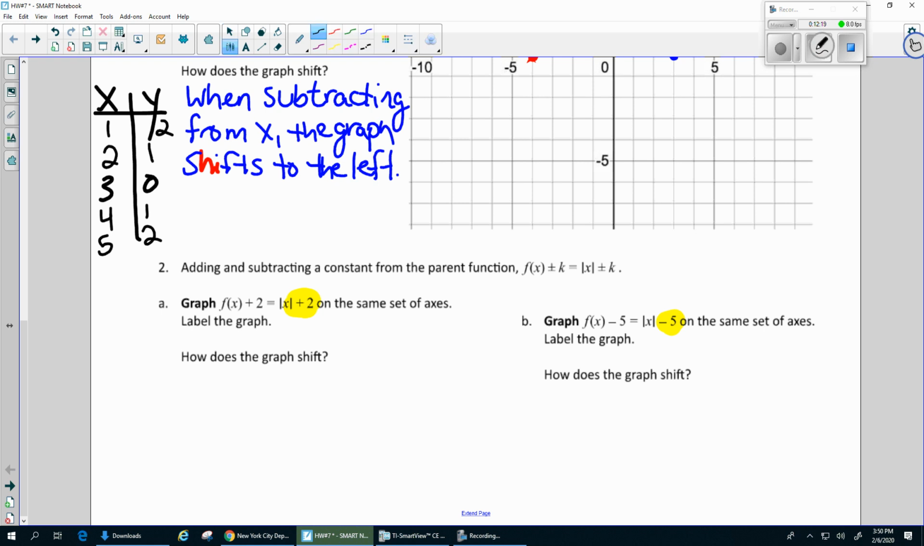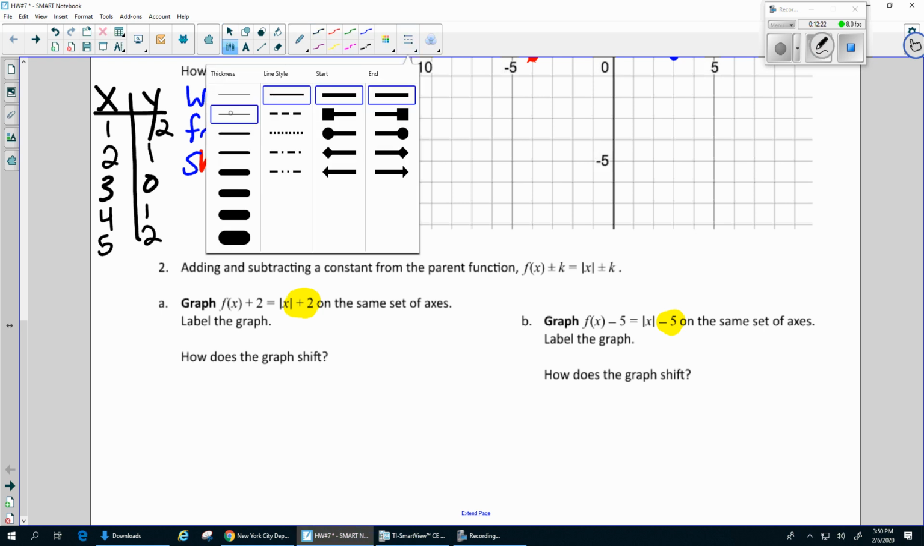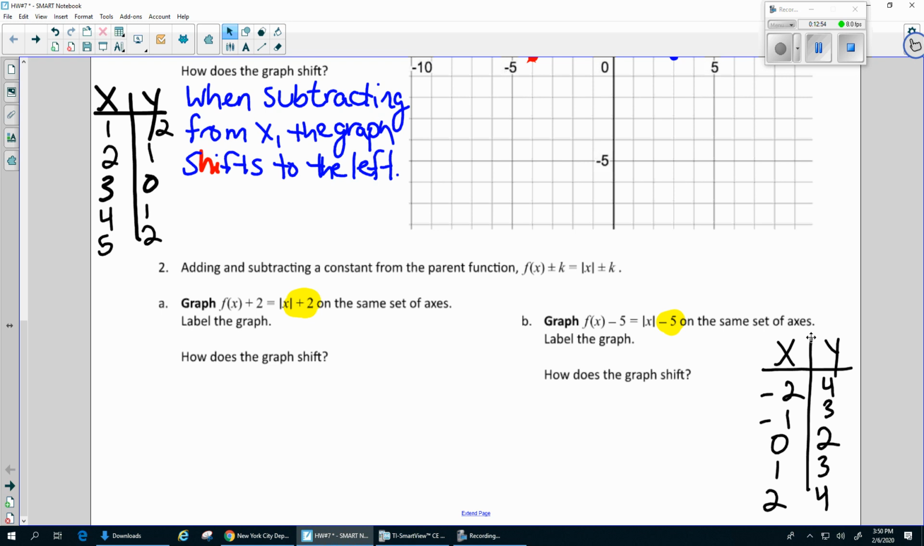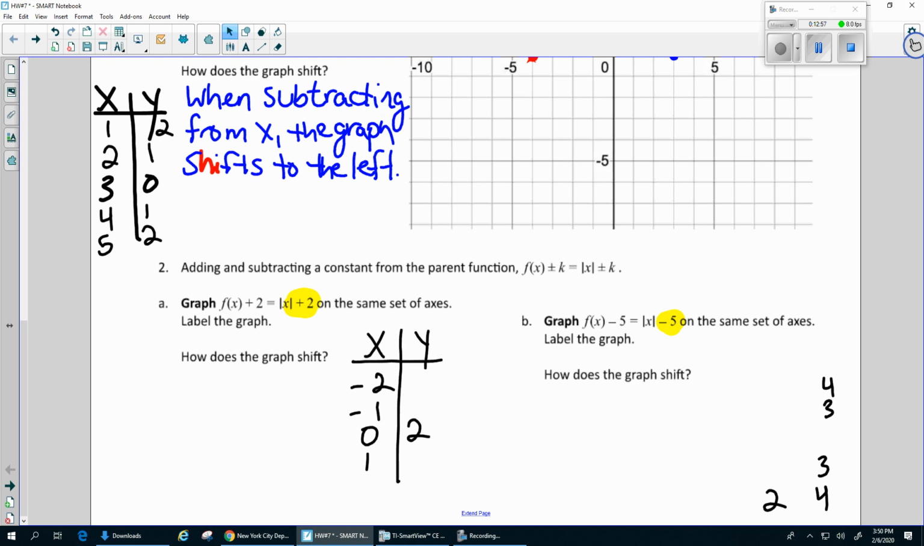Well, let's draw a quick table. My vertex I'm going to put in the center of the table. I'm going to make points smaller than 0 for x and then larger than 0. And then I'm going to begin filling in my y values. And I apologize, but this should be over here.